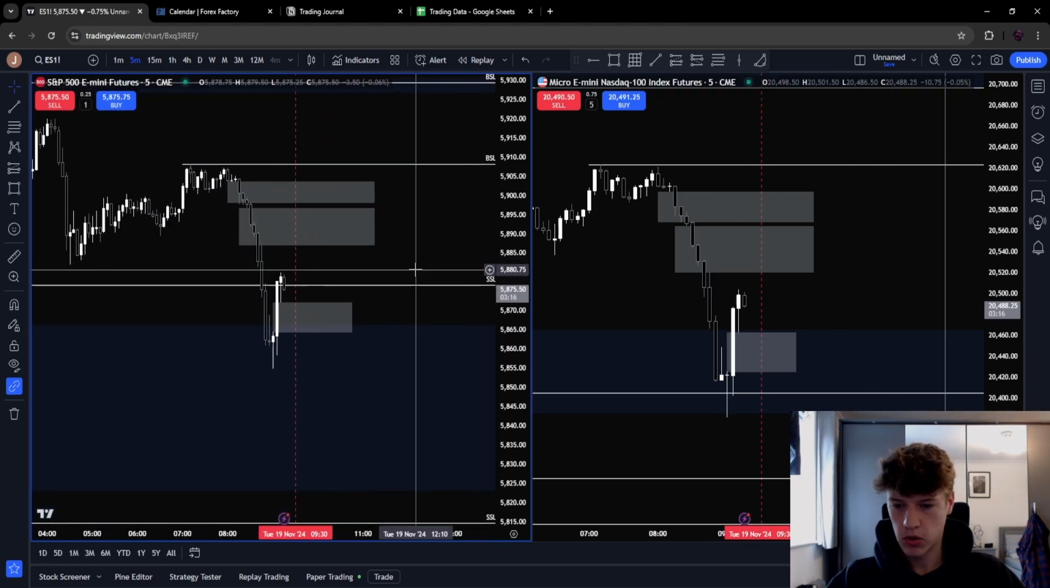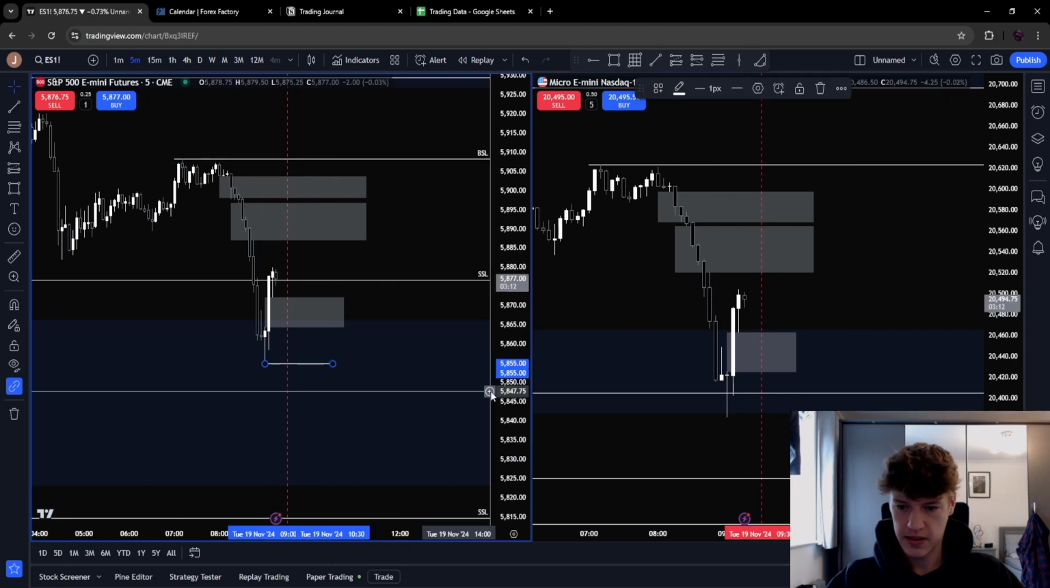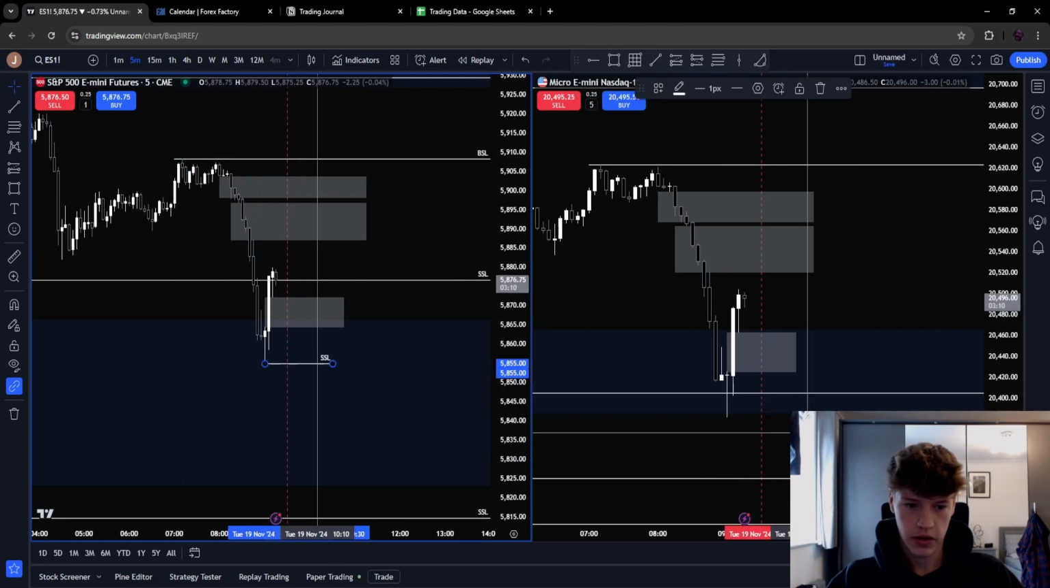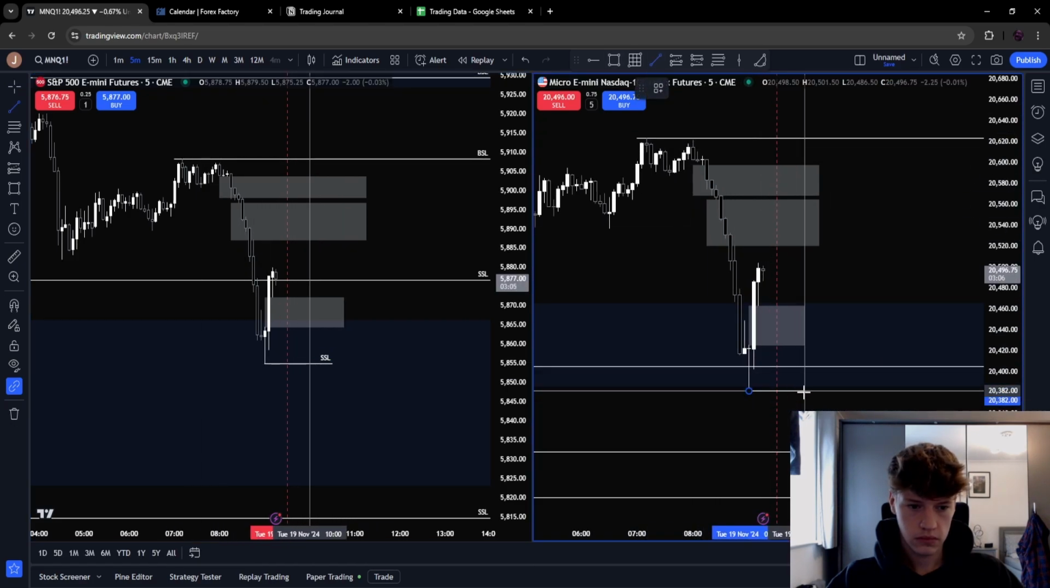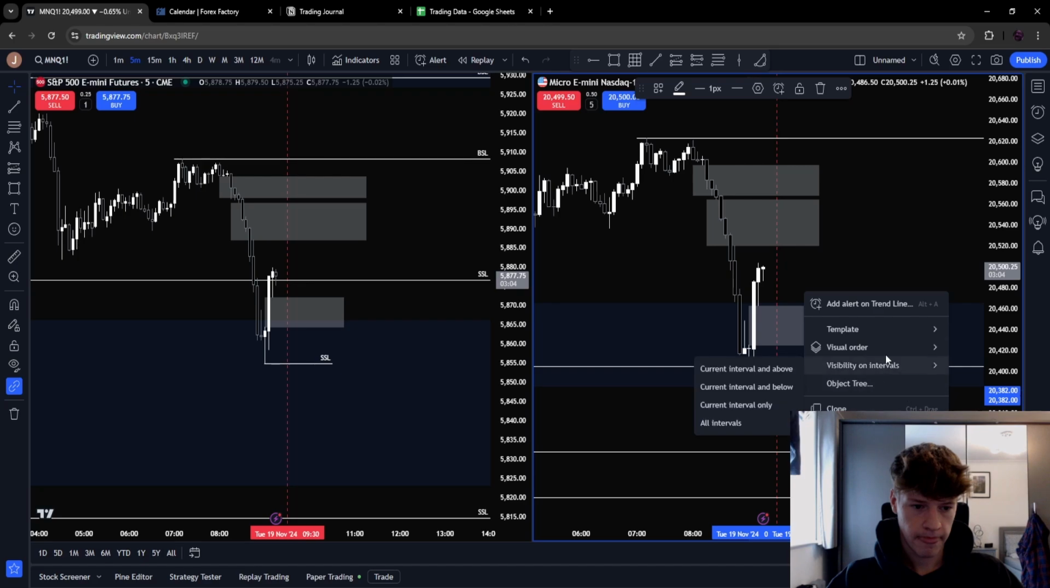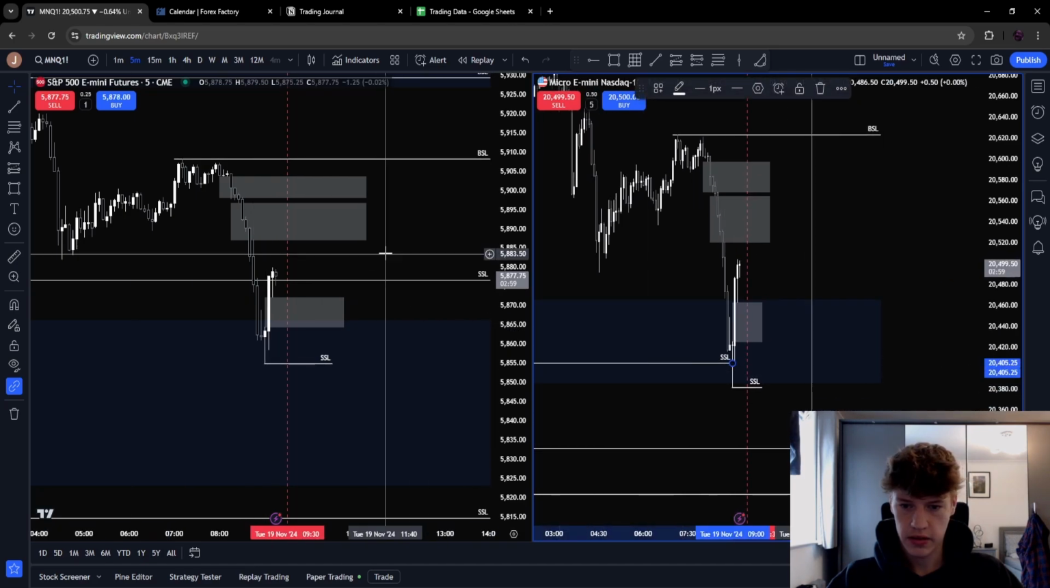So that is what I'm looking at really. What I could be looking for is an SMT at this low maybe. That is not a buy side. Take this back because we've now taken that.